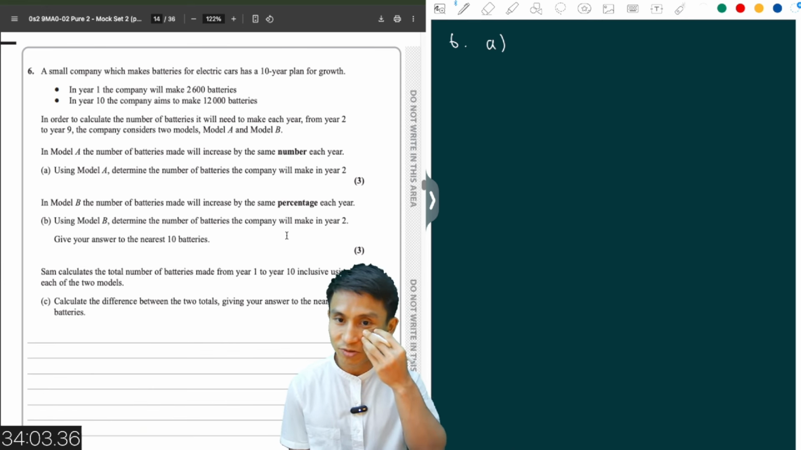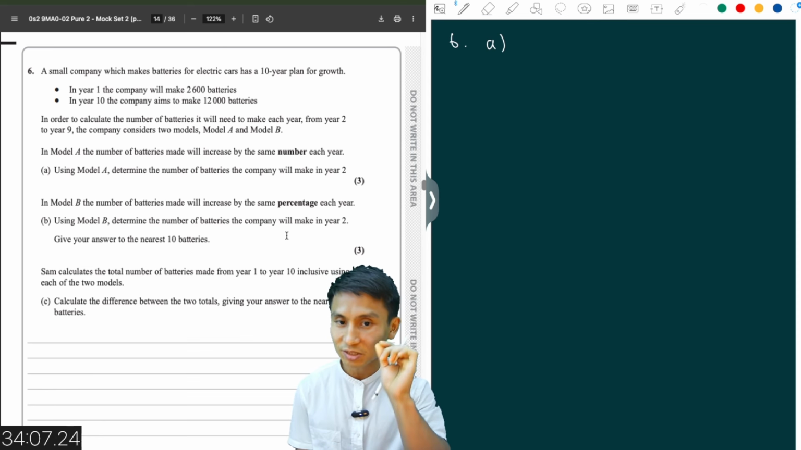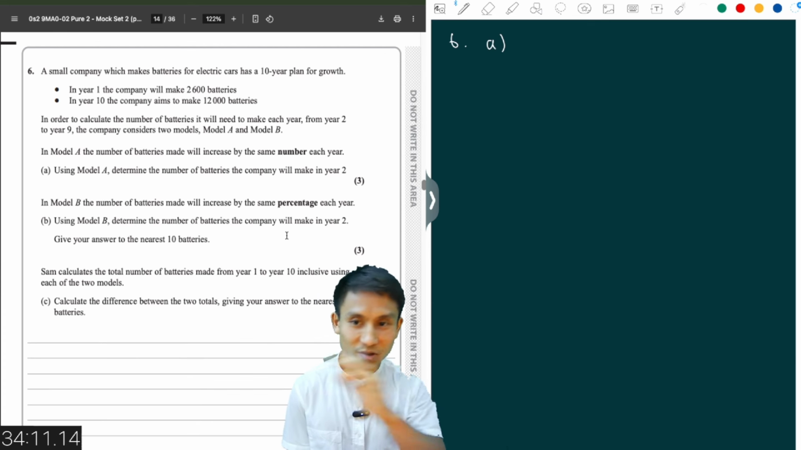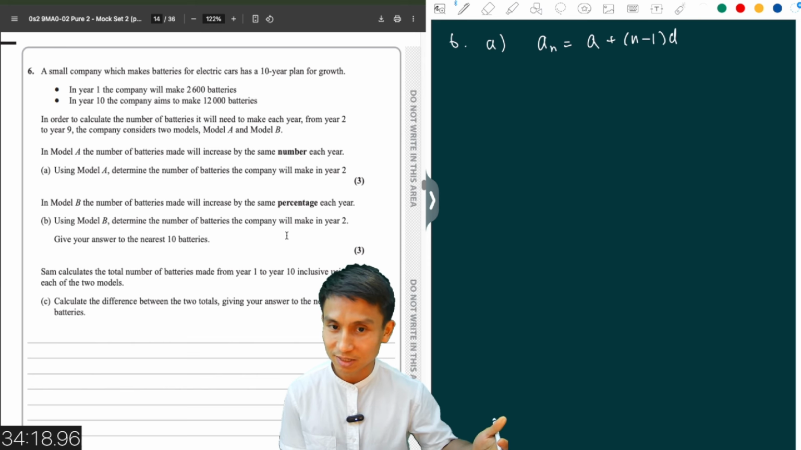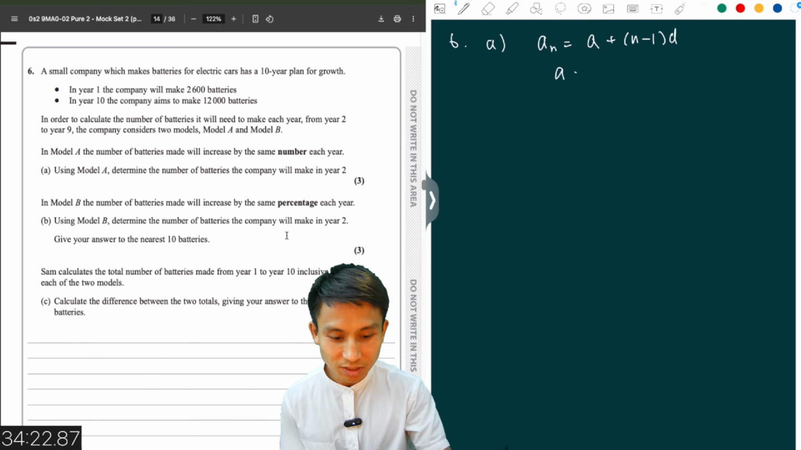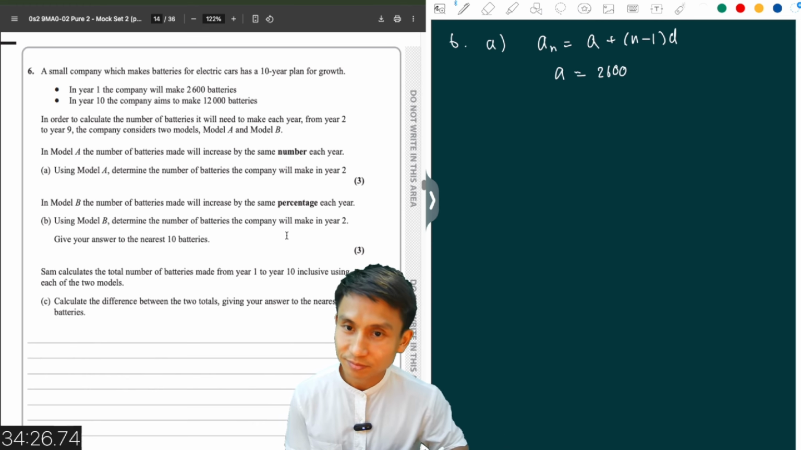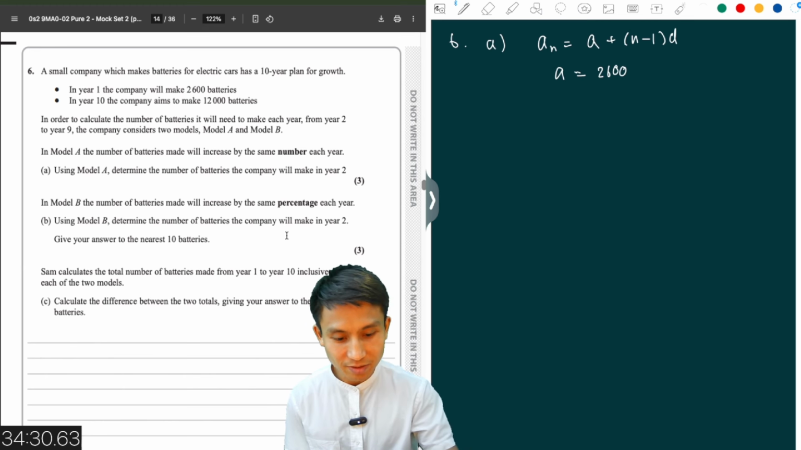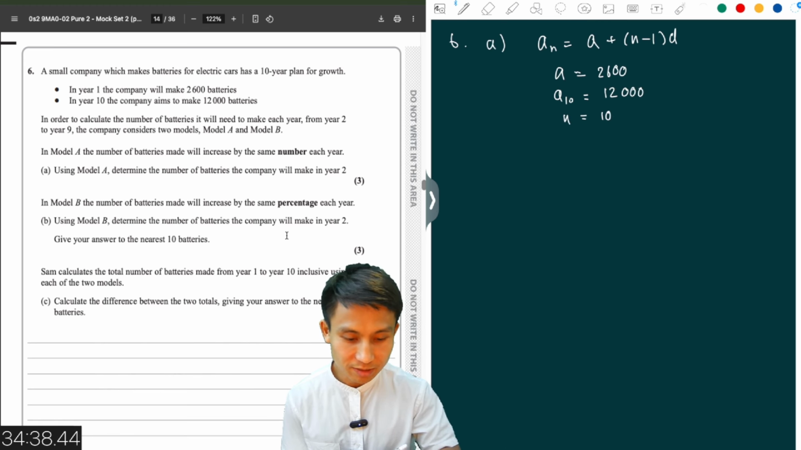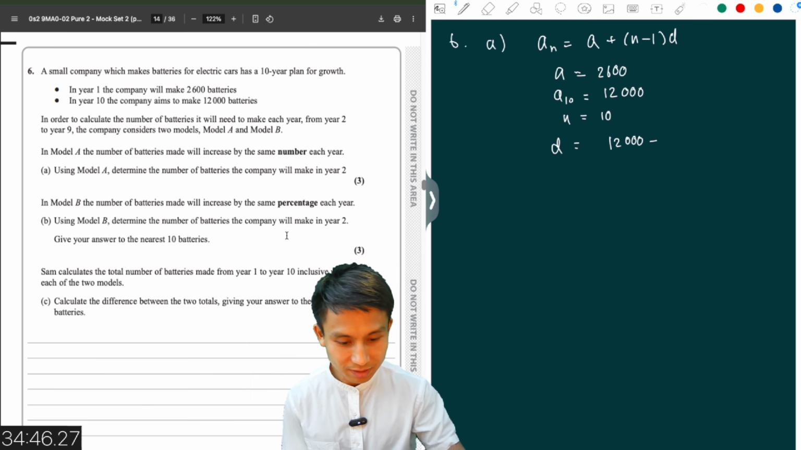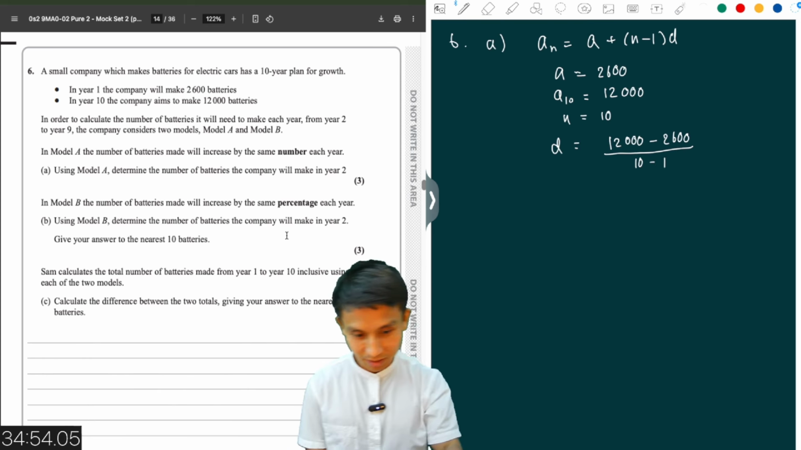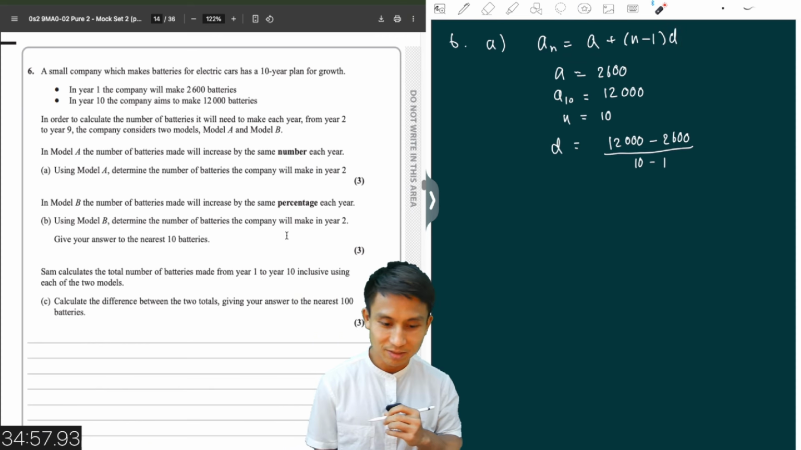Using model A, determine the number of batteries the company will make in year 2. So this is just asking for a particular number in the sequence, not the sum, so you have to be careful. We write a_n equals a plus (n minus 1)d, that's the arithmetic sequence. Year 1 is just 2600, and in year 10, a_10 is 12,000, and n equals 10 here. So that is to find d. d is just a_10, 12,000 minus a_1, which is 2600, divided by 10 minus 1. I'm just rearranging this equation to make d the subject, to solve for d first.